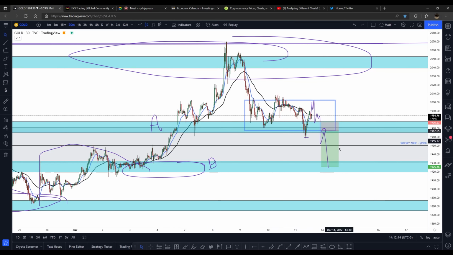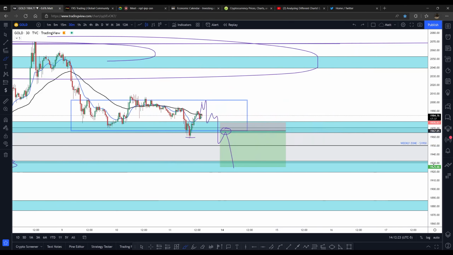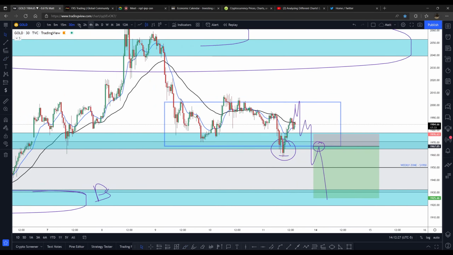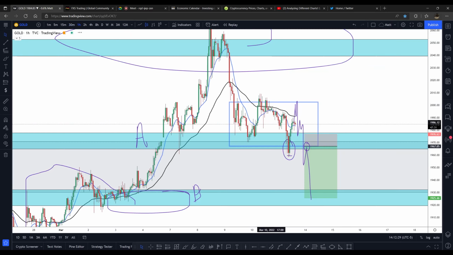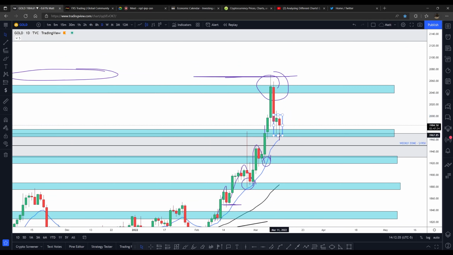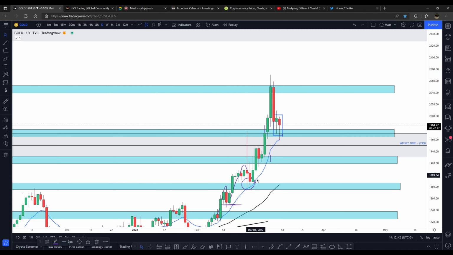And if we do push down into here, this is where we can probably encounter some type of rejection or some type of consolidation, but we're not there just yet, right? So like I said, we rejected this, so technically the market structure on the hourly is still being held up within this zone over here, right? So we can't predict exactly what's going to happen. We just react and lean towards our probable bias, right?